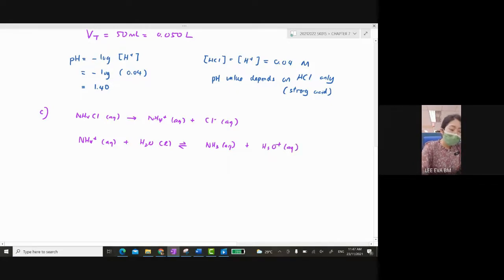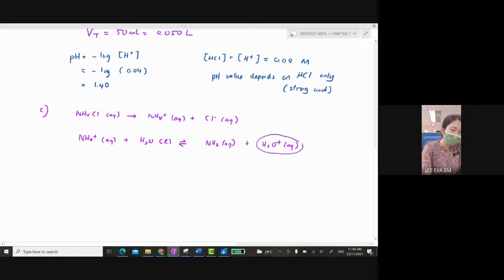The two equations I wrote are the same as question 3 earlier. NH4 plus, which dissociates from the salt, undergoes hydrolysis to produce H3O plus. So what will be the pH? Less than 7. pH less than 7 at equivalence.